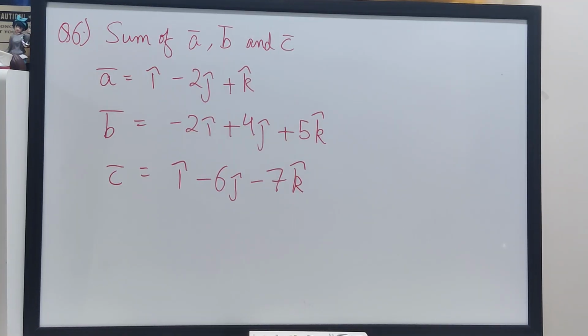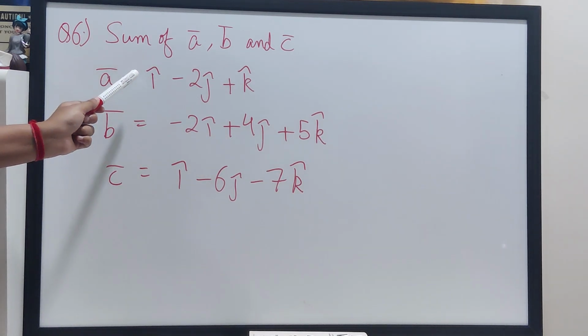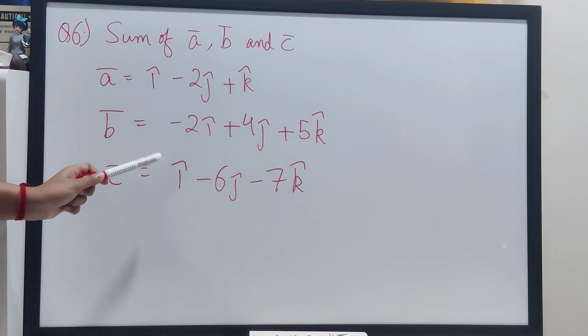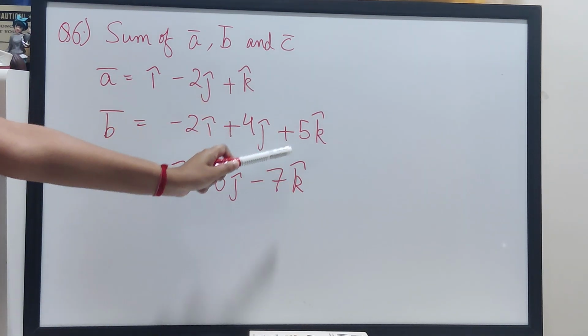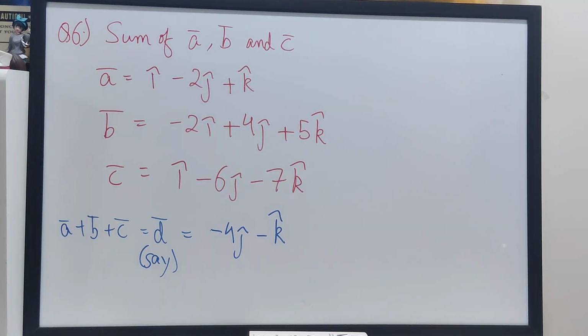Next question, you have to find the sum of vectors A, B and C. So add the x components together, y components together and z components together to get the solution.